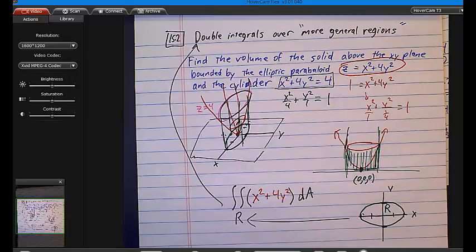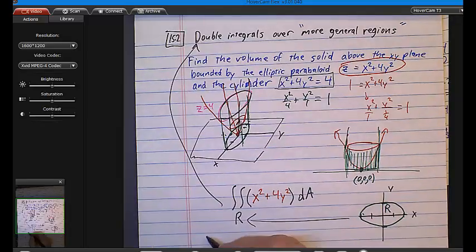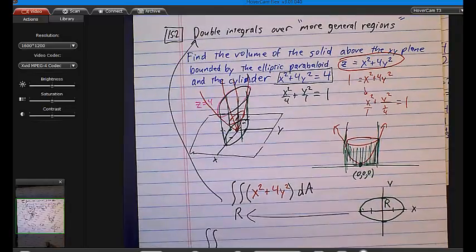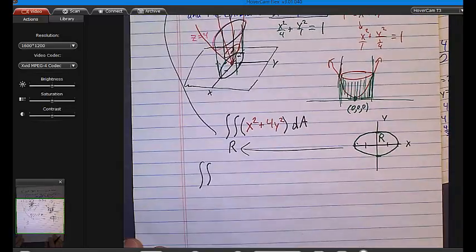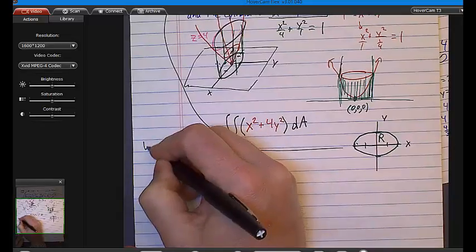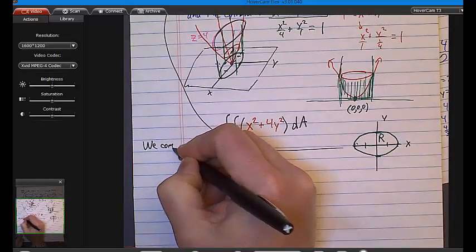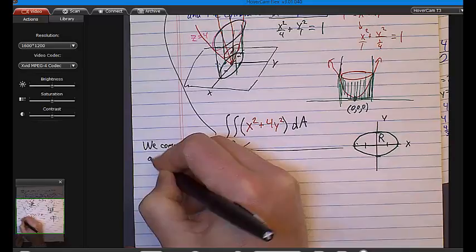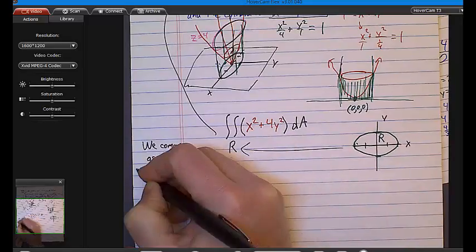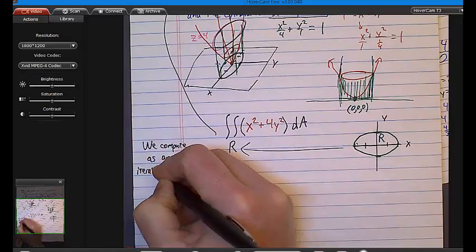And then what we're going to do is, well, one of two ways to do this, I guess. The idea is we compute this as an iterated integral.